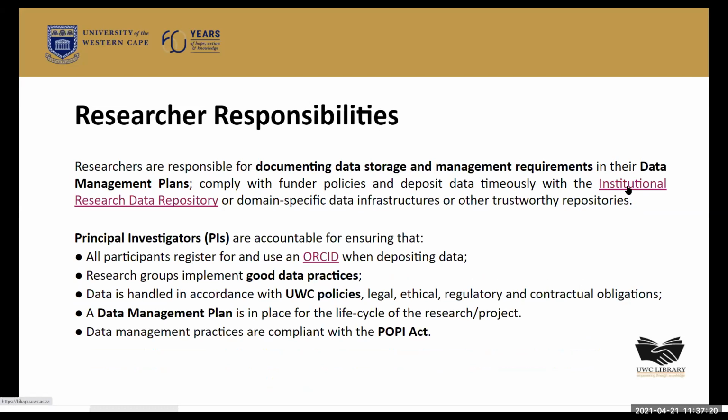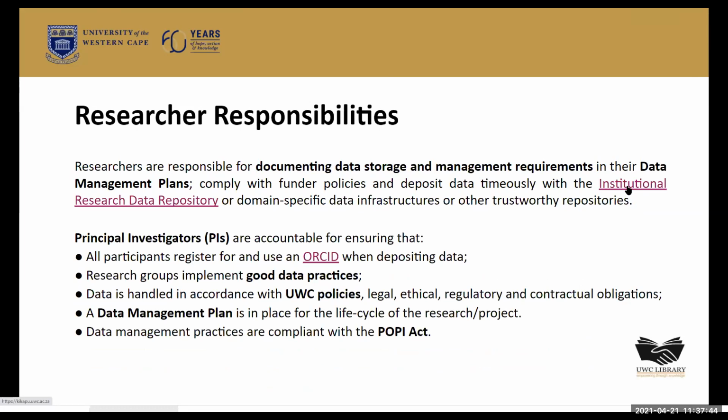When it comes to the researcher responsibilities, things get a little more complicated. The researchers are responsible for documenting the storage and data management requirements. So in other words, the data management plan. As Mattia indicated, moving forward, all research projects will have to have a data management plan.